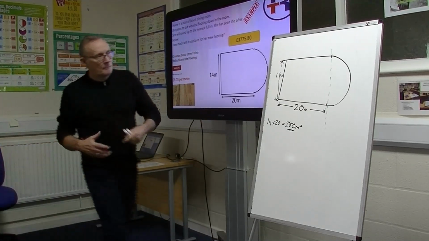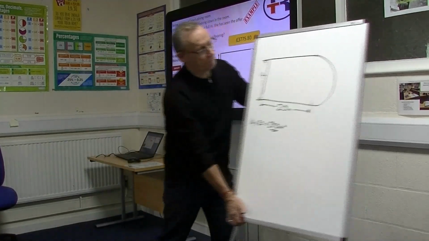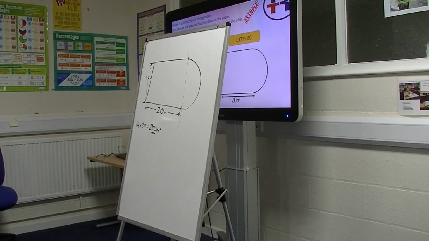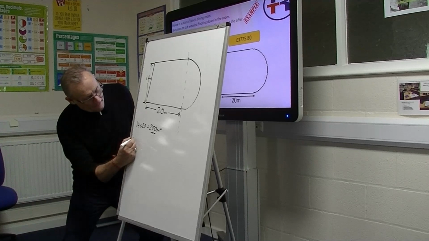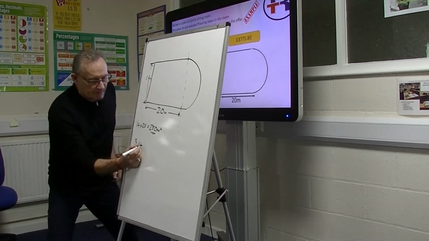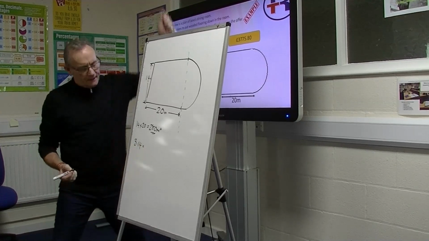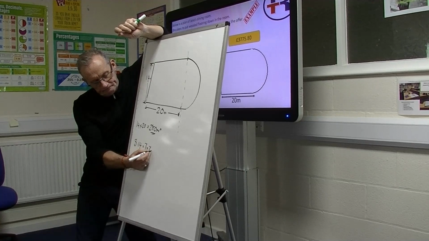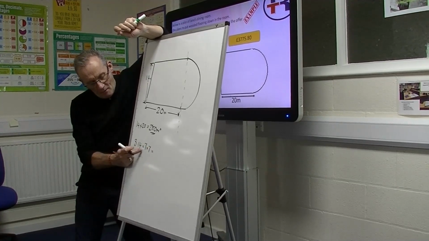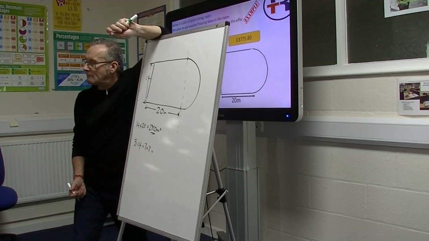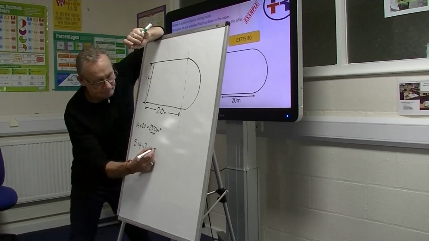I saw that you were doing this correctly. You were using pi because it's a circle. How can you remember that you've got to use pi when you're working with a circle? Because most pies are circular. 3.14, pi, times the radius squared. What's the radius? 7. 3.14 times 7 times 7. What does that give us? I've got 153.86.